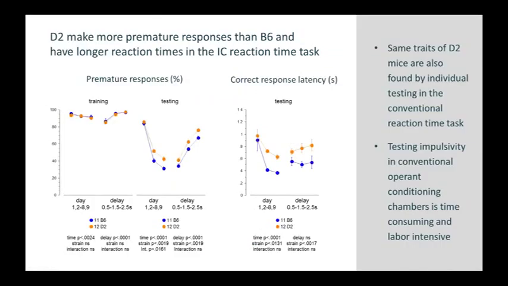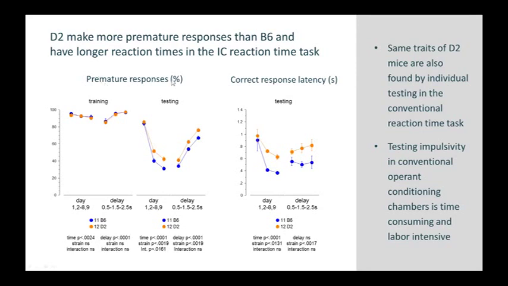We want to validate this IntelliCage version of a reaction time task by running a comparison between DBA/2 mice and C57BL/6 mice, because it is known from conventional reaction time tasks in Skinner boxes that the DBA/2 animals are more impulsive, so that they make more premature responses in such a task. And we found exactly the same when running these animals in our task in IntelliCage.